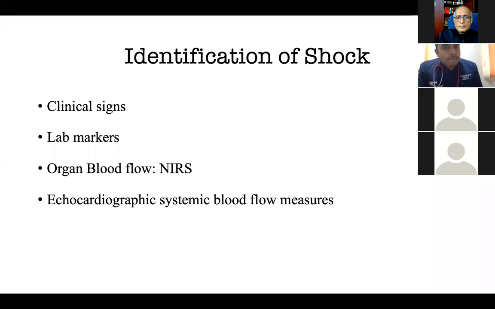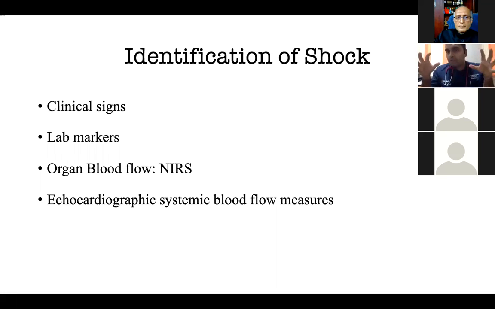Near infrared scopy. Near infrared spectroscopy. Okay, so NIRS stands for near infrared spectroscopy. Yeah, so it helps us to assess the perfusion to the end organs. Basically, we are interested in the perfusion to the brain. And finally, you have echocardiographic assessment of systemic blood flow.